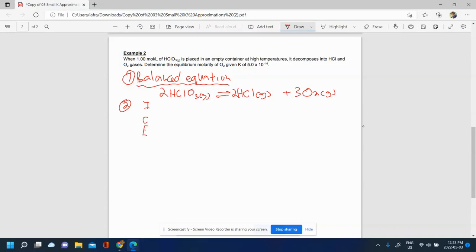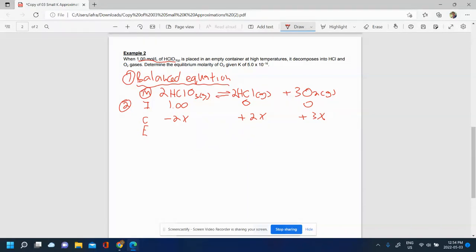Like we normally do, we're going to have a molarity over here. And this is nice, they gave us the molarity right off the bat, 1 mole per liter of the HClO3. So we'll put 1.00. And we're starting off with none of this, so 0 and 0. And so we'll go put in our changes. So we have minus 2x over here since the reactant's being used up, and the product's being produced, so plus 2x. And over here we have plus 3x.